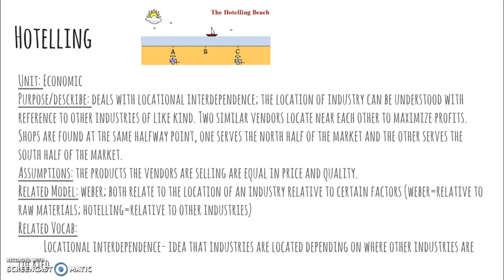If shops are found at the same halfway point, one serves the north half and the other serves the south half. Assumptions: the products vendors are selling are equal in price and quality. The related model is Weber because both relate to the location of an industry relative to certain factors. And then the related vocab is locational interdependence, which means the idea that industries are located depending on where other industries are located.